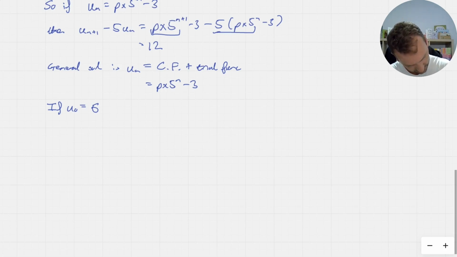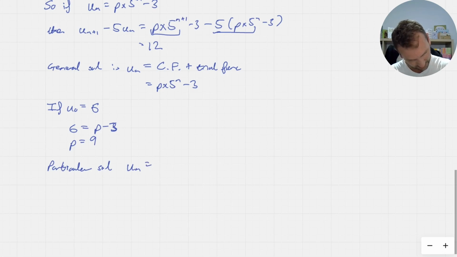So we're going to get 6. Replacing n with 0 on the right-hand side is p times 5 to the 0, which is just p, subtract 3. Sorry, that's a 3 there. And we end up with p equals 9. And our particular solution, that's the one that satisfies this initial condition, is u_n equals 9 times 5 to the n minus 3.